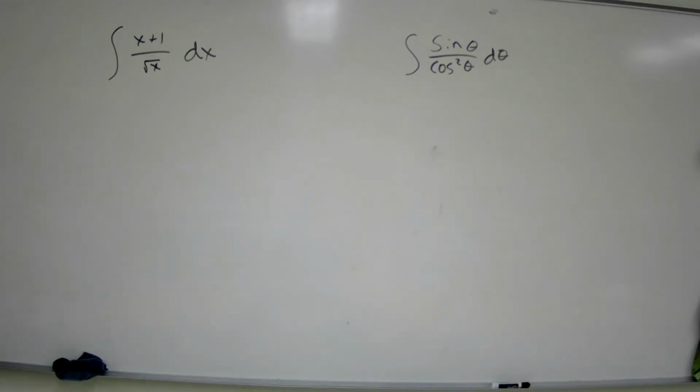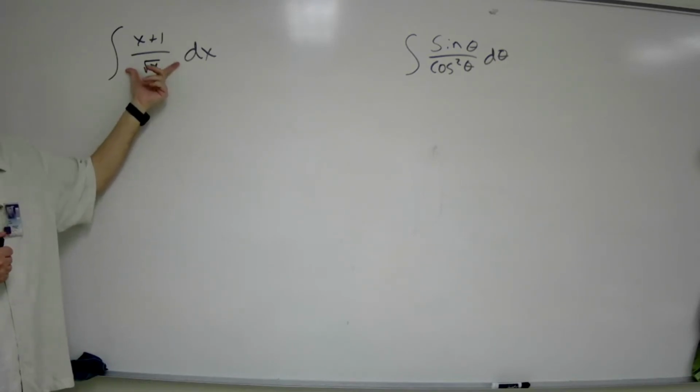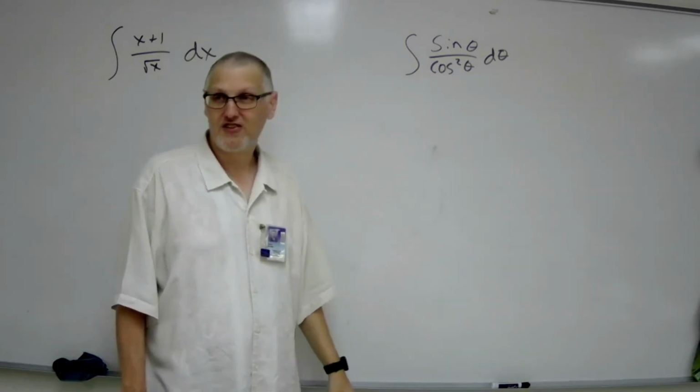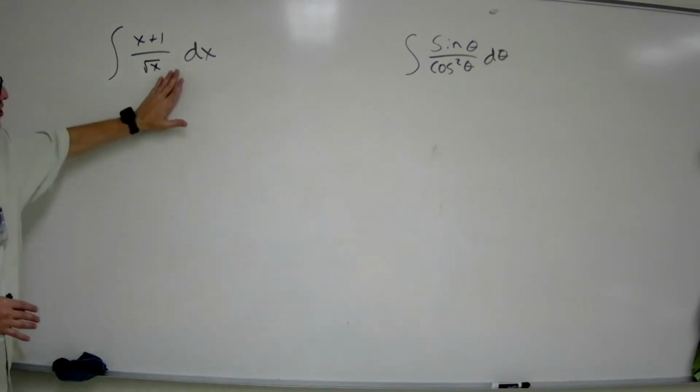Okay, boys and girls, now it's time to start being creative with the integrand. What is the integrand here? Everything that's touching the divisor line, the x plus 1 over the square root of x? Yes. Then just say that. What's the integrand over here? Sine over cosine squared. Right. But you're going to have to be creative because you don't know how to integrate this.